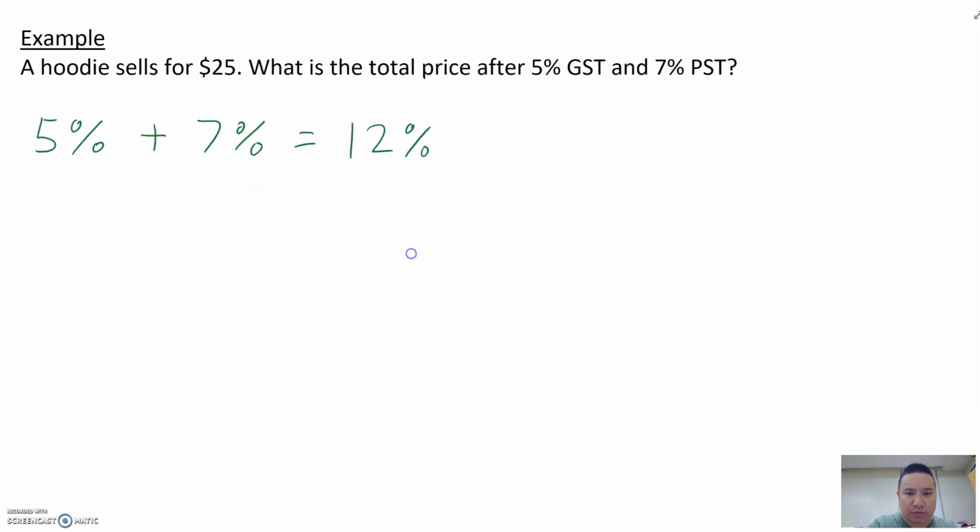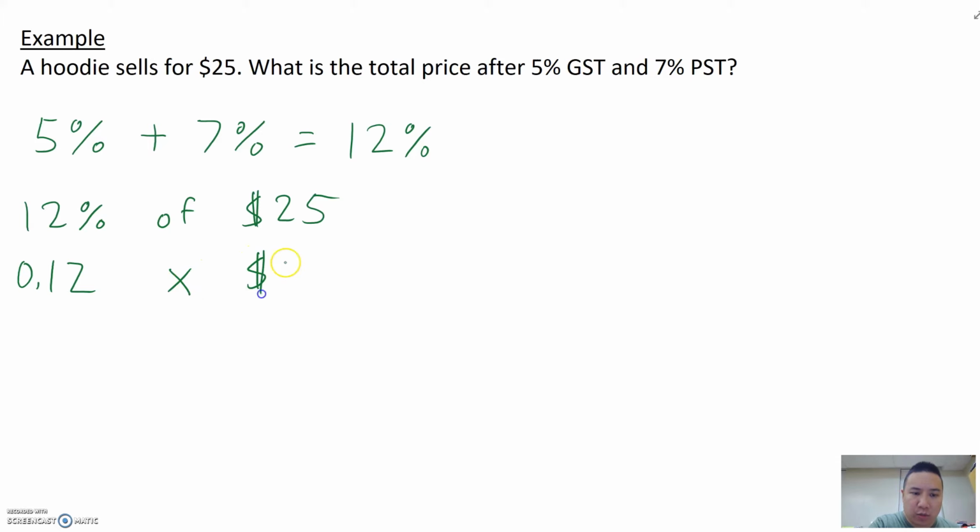Now let's take a look at how much tax we had to pay. Let's find out what 12% of $25 is. Remember that 12% in decimal form is 0.12. Of means multiply. And we're going to multiply it by 25. You punch that into your calculator and you will get $3. That's how much tax you had to pay.